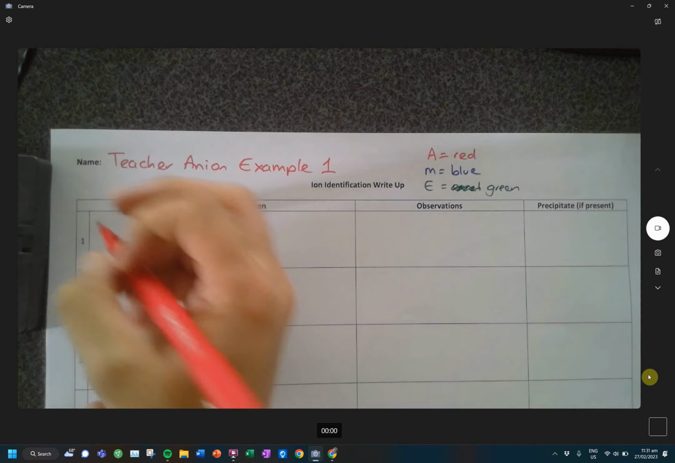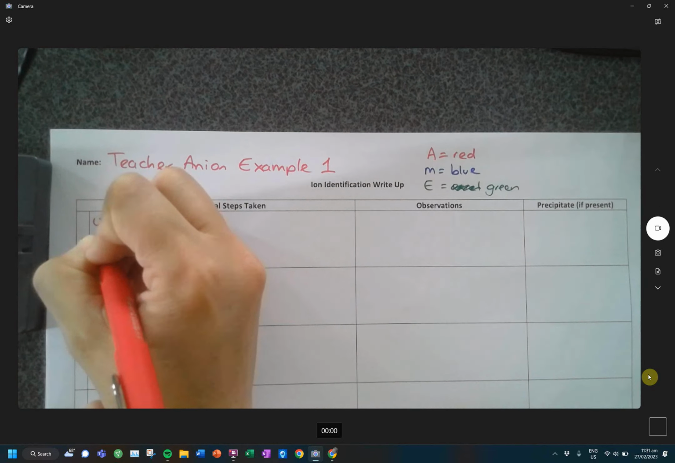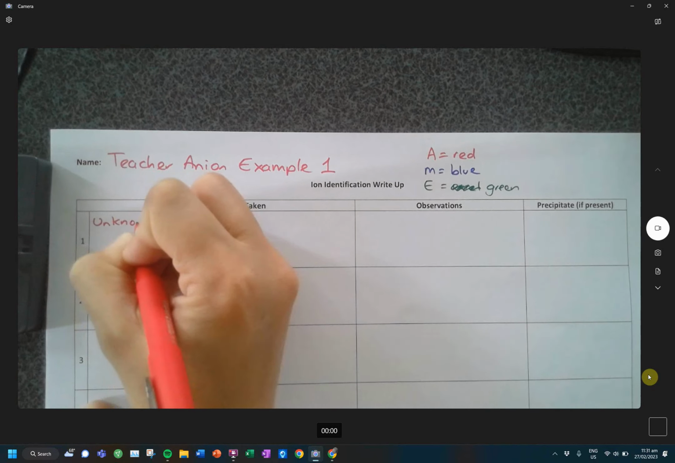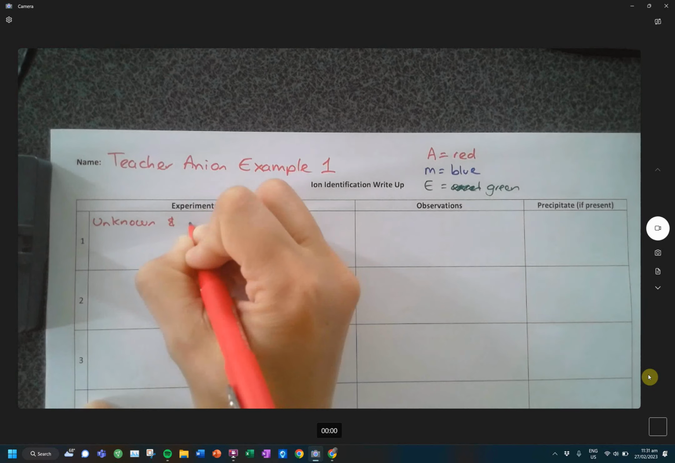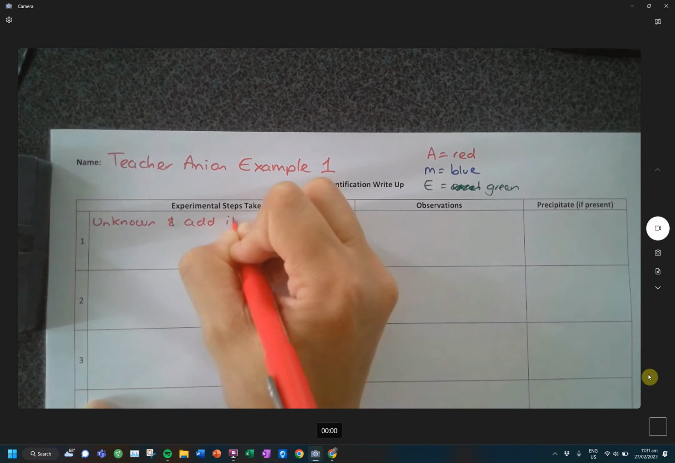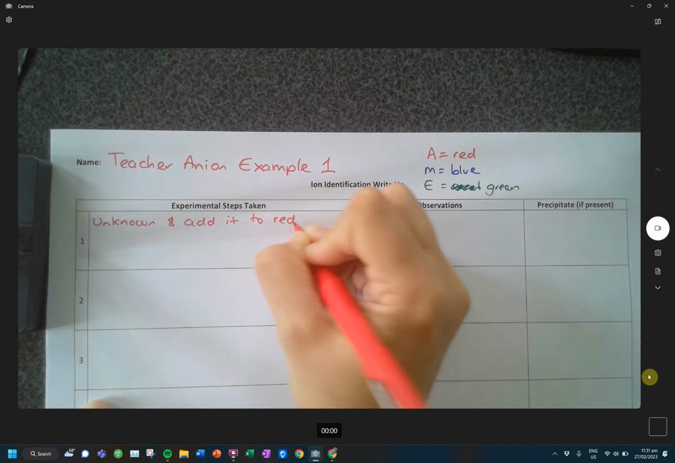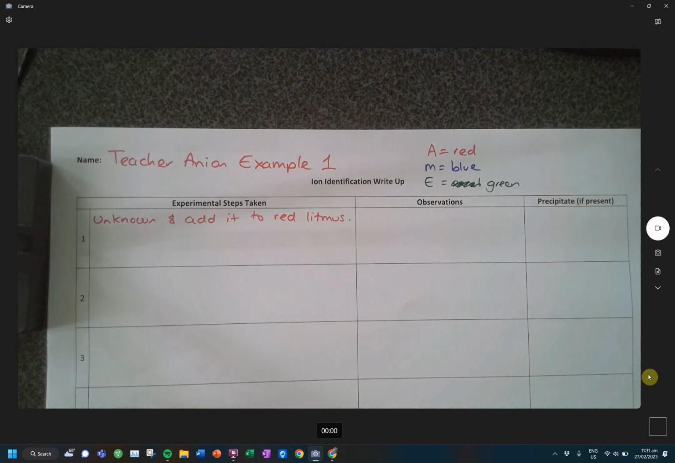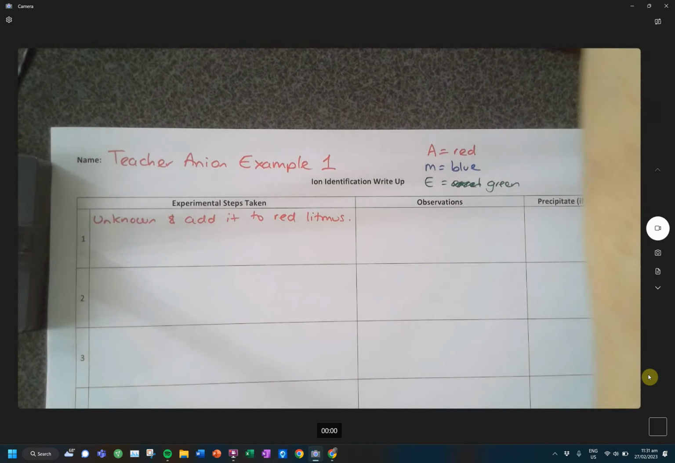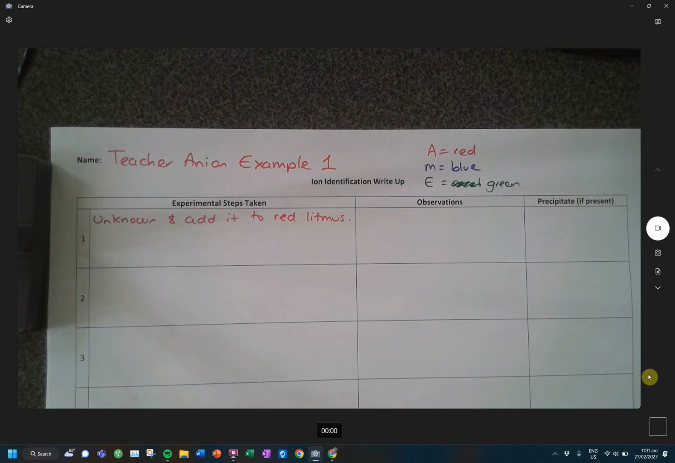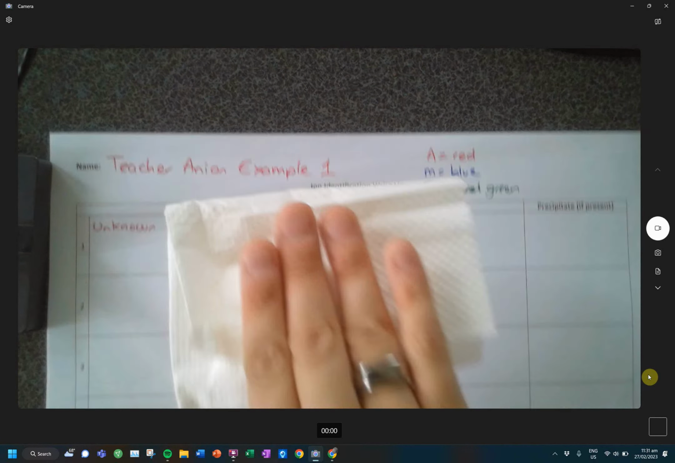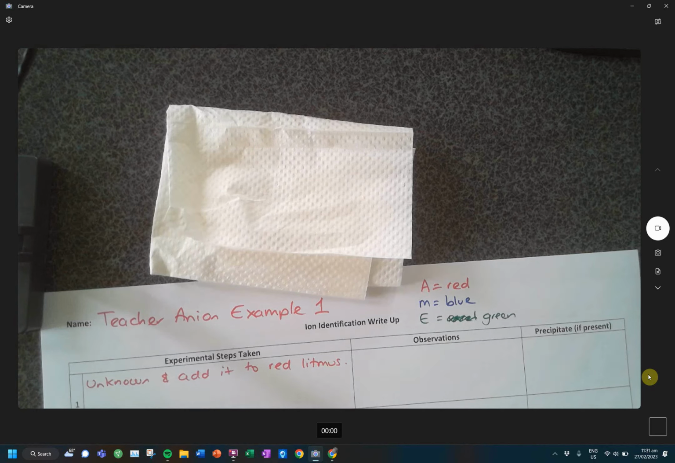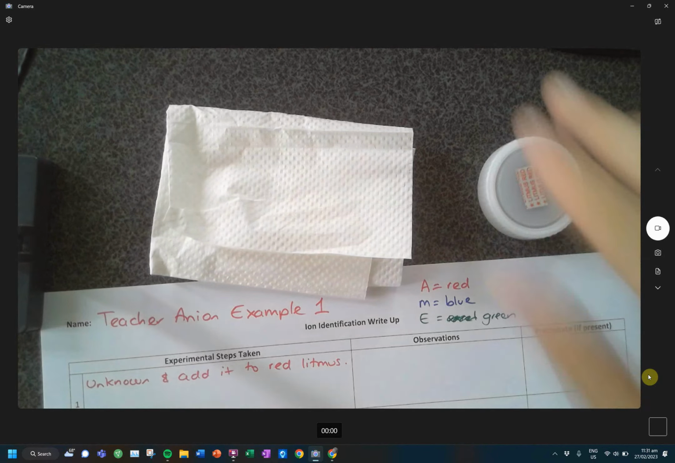So step number 1, I would say I take my unknown and add it to red litmus. So I'm writing down my first step to get an idea of what's going on. I don't want to be shoving red litmus down my test tube, so what I've done is I've grabbed a paper towel. I'm going to grab a small piece of the red litmus that is cut.